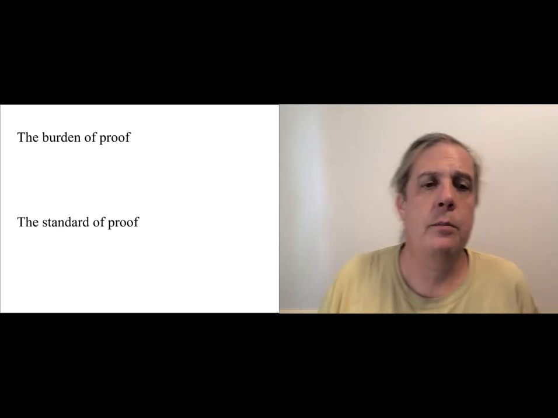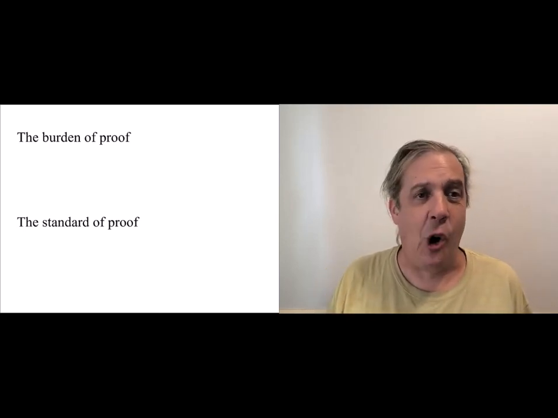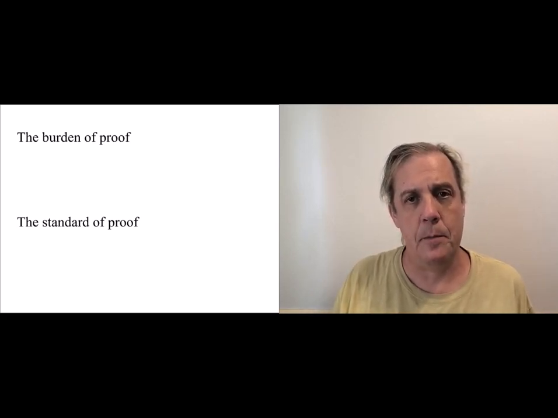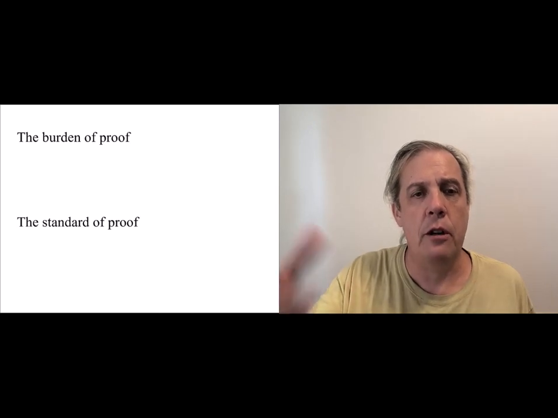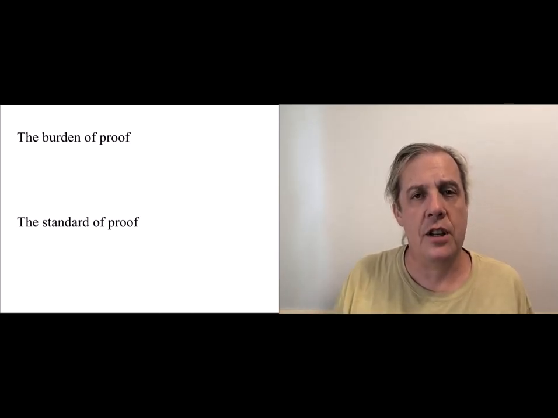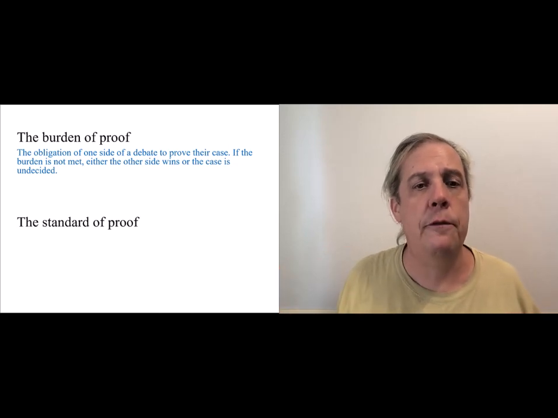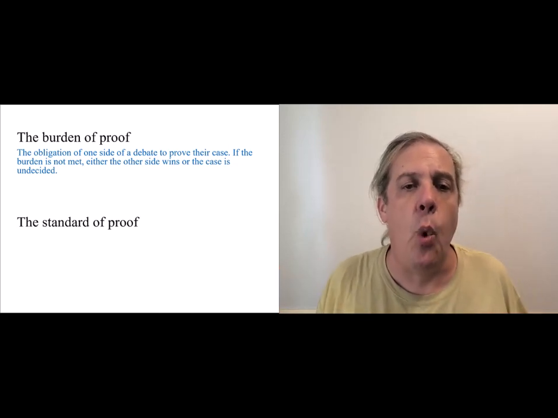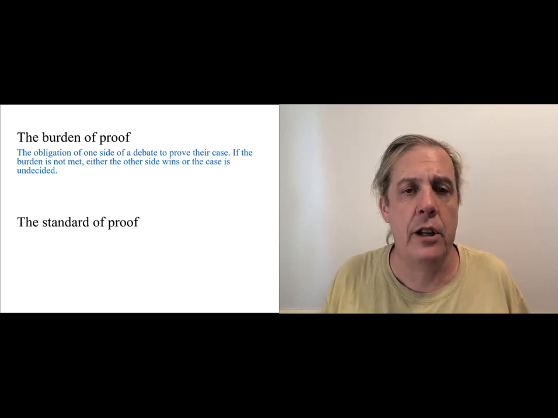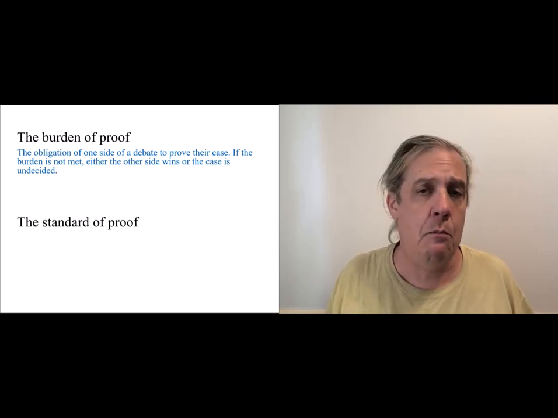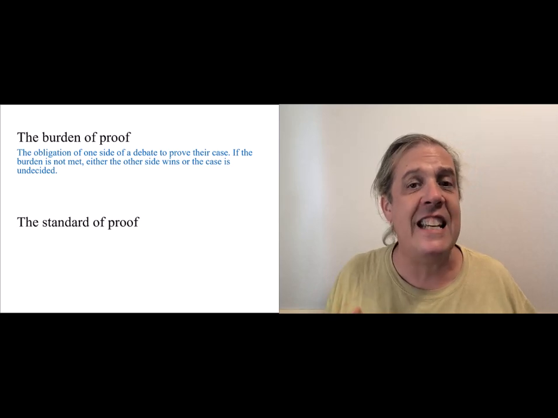So one of the things that people will say all the time in the context of the US legal system is that you're innocent until proven guilty. That means that the burden of proof is on the prosecution. They are the ones who have to prove their case. In general, we say that the burden of proof is the obligation of one side of a debate to prove their case. The burden of proof is on the prosecution. They have to do it. And if the burden is not met, we say in the American legal system that the defendant is innocent.